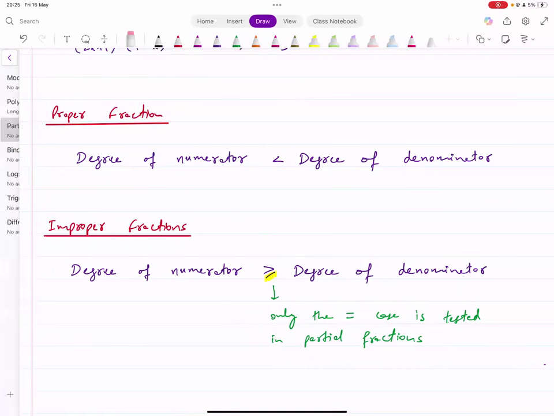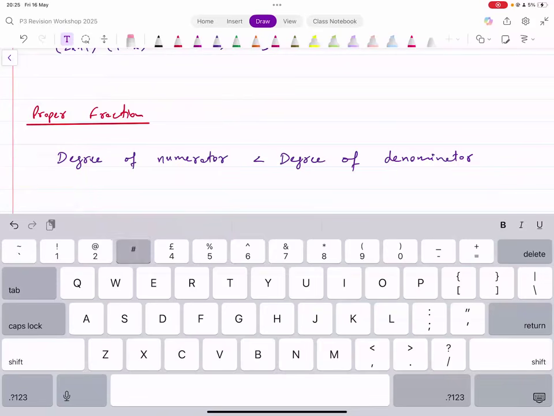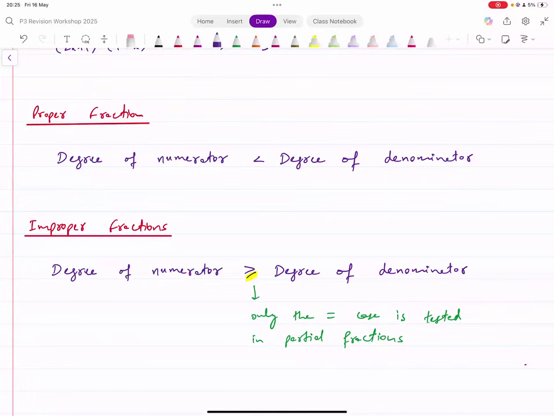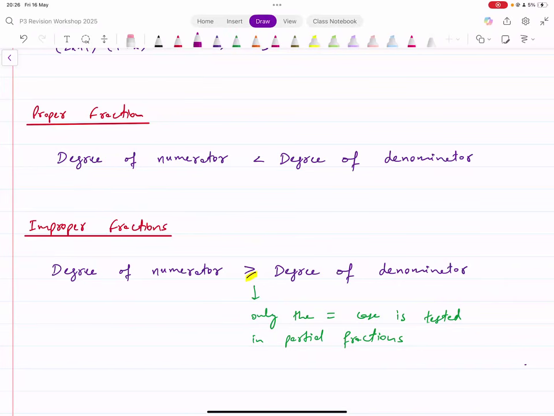Now, in partial fractions, you will only have to deal with one of these cases. You only have to deal with the case when the degree of the numerator and the denominator are equal, okay? You would not have to deal with the greater than case. That will come later on in integration in some questions, but not in partial fractions directly. In partial fractions, it will always be equal, okay? For improper fractions, the degree would be equal.